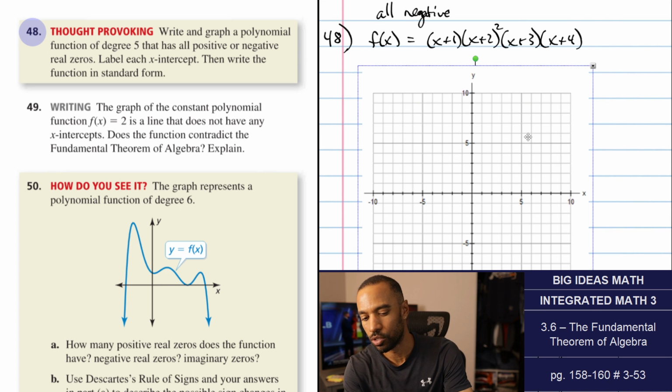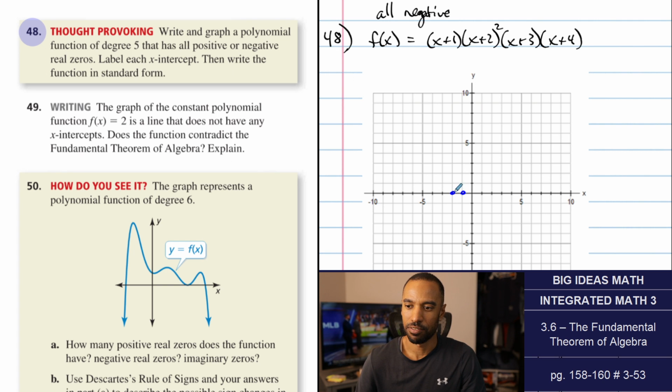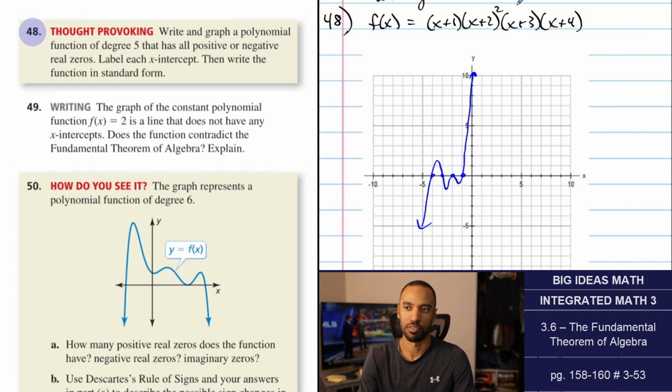What this will do as far as graphing is it'll cross -1 and -2 and -3 and -4. At -2, it's going to bounce off of it instead of go through. It is a 5th degree, odd leading coefficient, so it's going to start from the bottom and finish at the top. So it'll go maybe like this. It's going to have to bounce off that -2 like this before it goes back up through -1 like that. Now, I got to figure out what 2 times 3 times 4 is to get the true y-intercept, but that's an appearance of the graph, right?